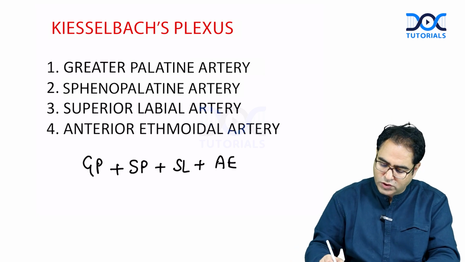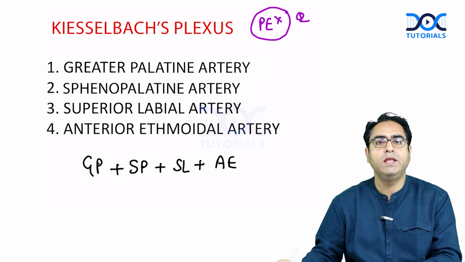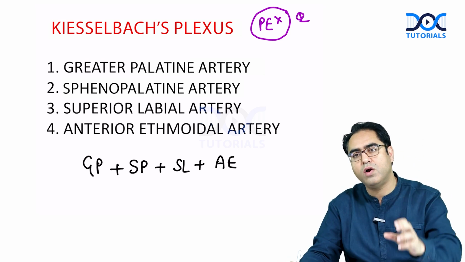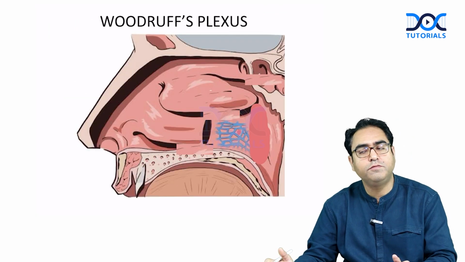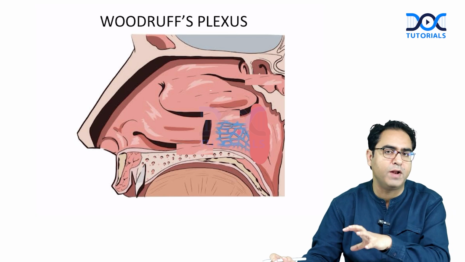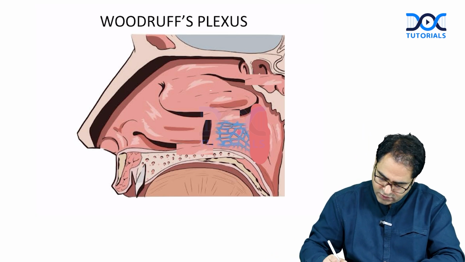My dear friend, a famous question is, the posterior ethmoidal artery has no role in the contribution to the design of Kiesselbach plexus. So, which artery has no contribution to Kiesselbach plexus? Answer is posterior ethmoidal artery. There's another plexus that people think is also contributing to some cases of epistaxis, the Woodruff plexus. Now, my dear friend, where is Woodruff? This is Woodruff plexus.